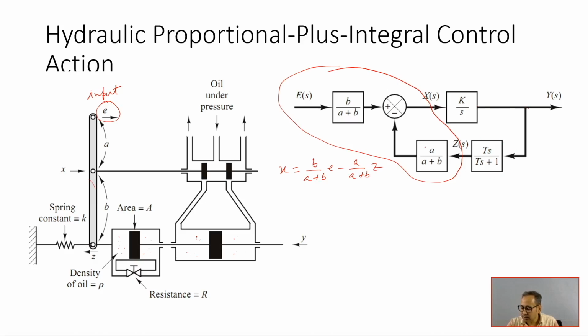Now Y is the displacement of this spool. This is dy in infinitesimal time, and this is your dz, as I discussed earlier. So this relationship will hold true between Z(s) and Y(s), and it is connected here. From this block diagram you can find Y(s) by E(s) as before, that is B by A plus B into K by s divided by 1 plus K A by A plus B into Ts by Ts plus 1.